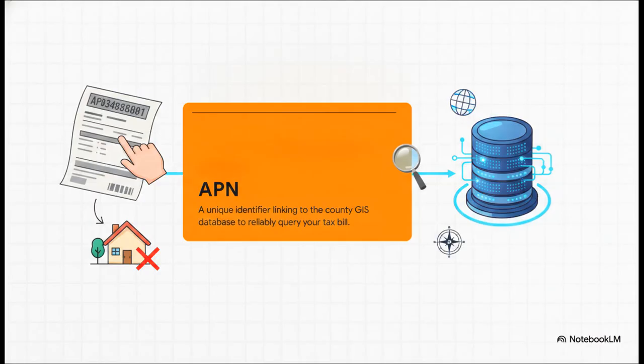Let's pause and focus on Step 2 for just a second. When you search for your bill, sure, you can type in your home address. But honestly, minor formatting quirks like leaving out a compass direction or a street suffix can sometimes throw frustrating errors. Using your assessor's parcel number, or APN, is absolutely the foolproof way to locate your exact tax liability. It links directly to the county's Geographic Information System database.